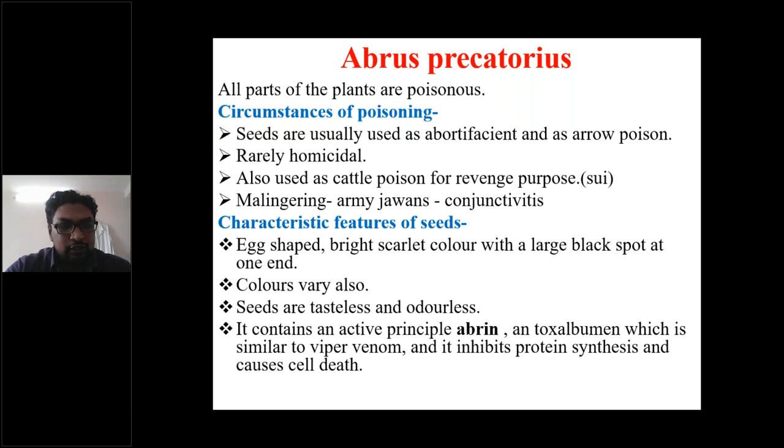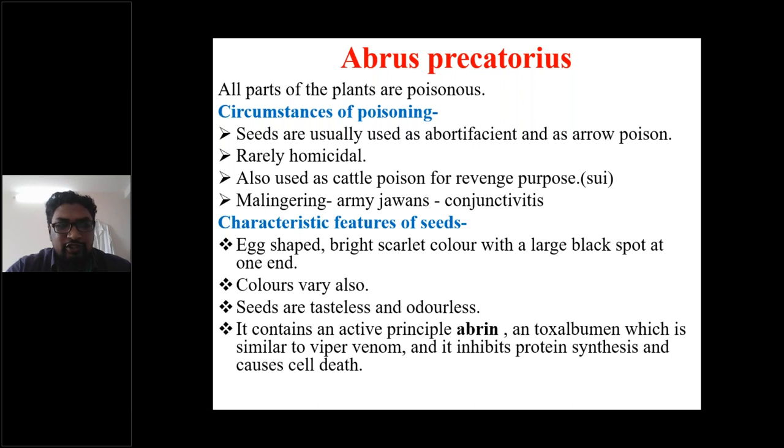And then malingering is also done by army jawans, where they can use this substance in the eyes and it can produce conjunctivitis and they can claim some viral infection and then apply for leave. So these are some of the circumstances of poisoning. Malingering, cattle poison for revenge purpose in the form of sui, abortifacient, and arrow poison.